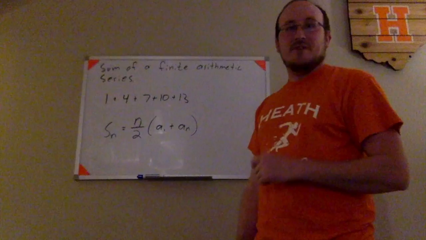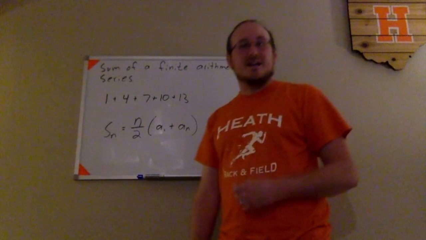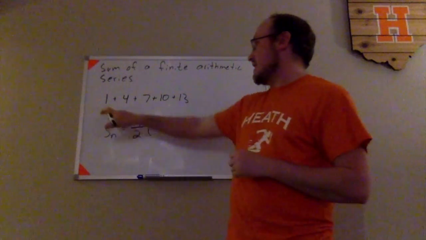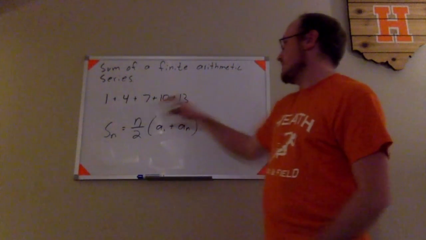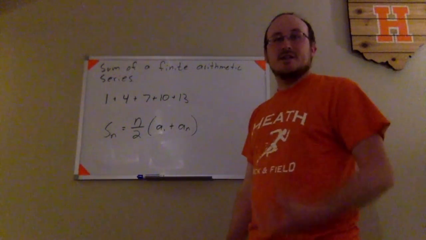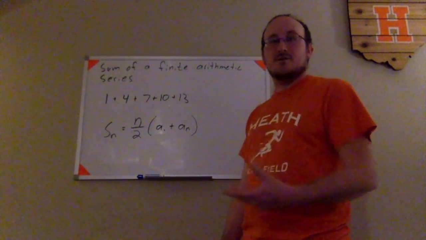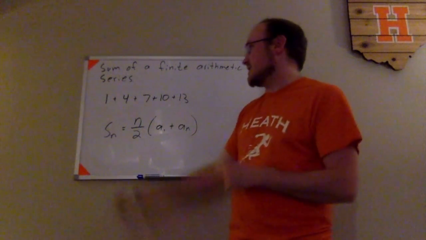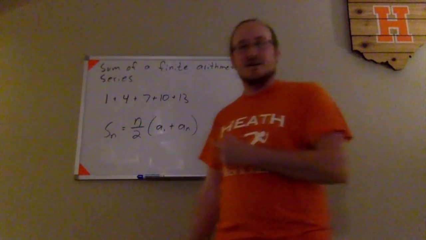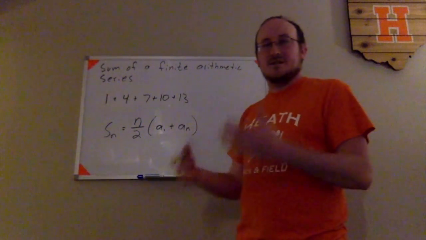Let's take a look at an example of how to find the sum of a finite arithmetic series. Here we have our arithmetic series, 1 plus 4 plus 7 plus 10 plus 13. That is a finite arithmetic series. It is an arithmetic series because its terms form an arithmetic sequence: 1, 4, 7, 10, 13 have a common difference of 3.